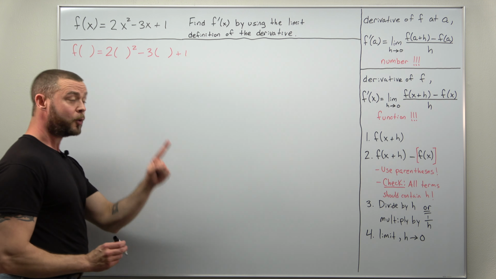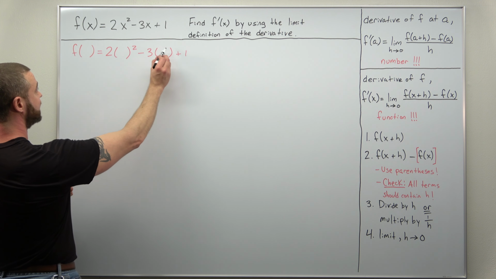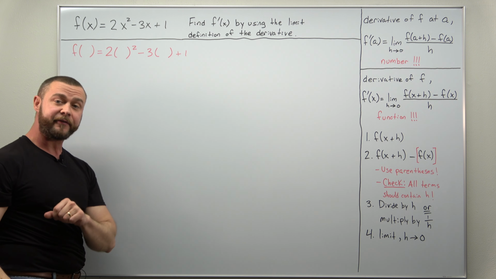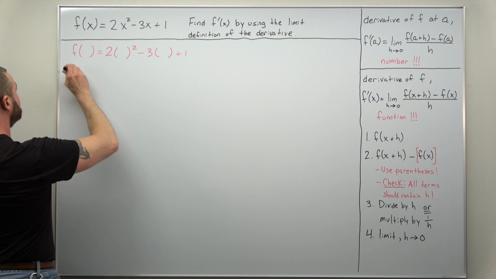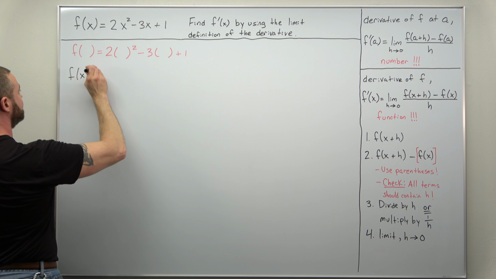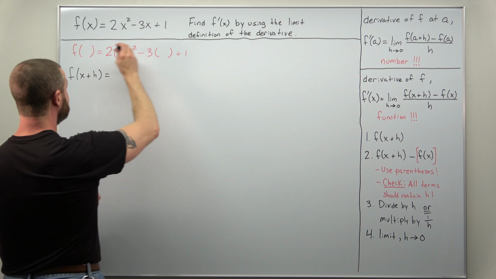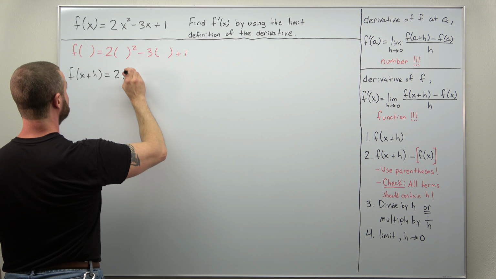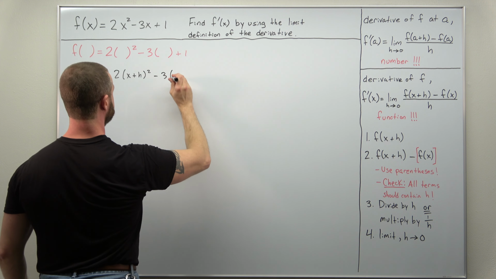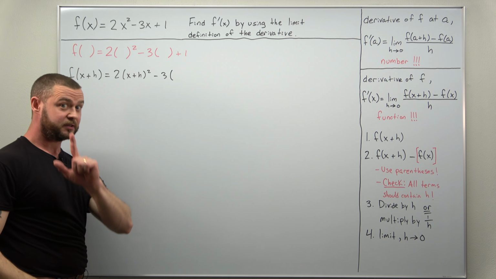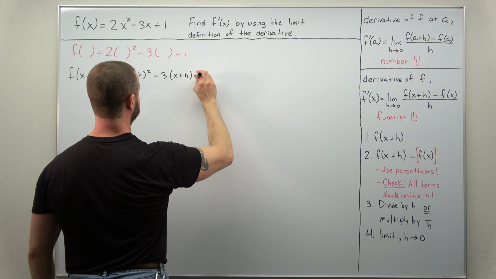All right, step 1, we're going to take our function and plug in x plus h everywhere. So that's going to go in 2 spots because we have 2 x's, an x squared and an x term. So we're going to calculate f of x plus h. Go ahead and replace that. We're going to get 2 times x plus h squared minus 3 with a set of parentheses times x plus h, and then we have plus 1.